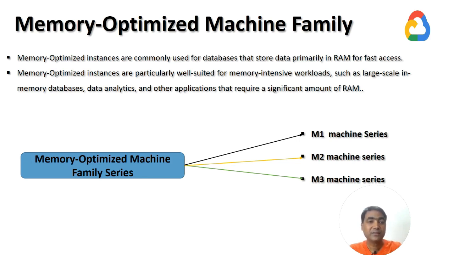The M1 machine series has up to 4 TB of memory. The M2 machine series has up to 12 TB of memory and the M3 machine series has 1 to 4 TB of memory. These machine series are well suited for large in memory databases such as SAP HANA as well as online analytical processing, OLAP, and in memory data analytics workloads. Let's discuss all the series like M1, M2, M3 one by one so that you can easily understand it.